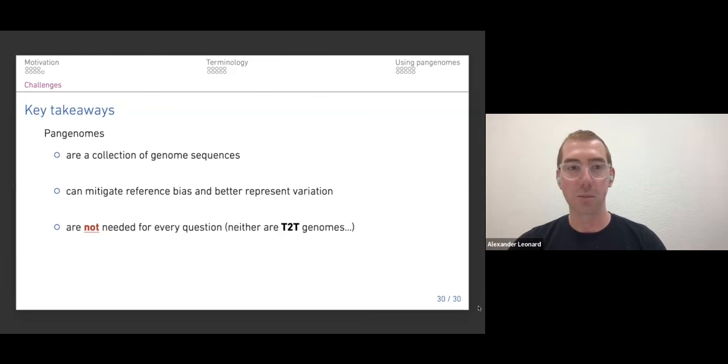Same sort of thing for T2T genomes as we talk about these sort of ultra-complete genomes. They're very topical, they look great in the title of a publication, but they're not necessarily the answer to all the problems that we had before.